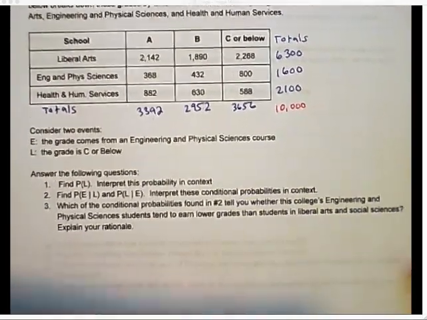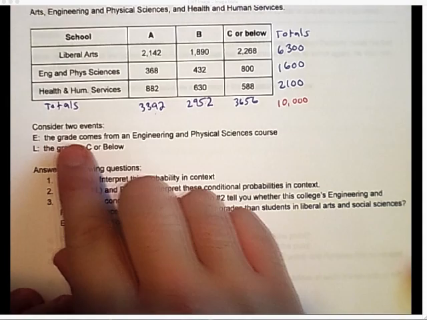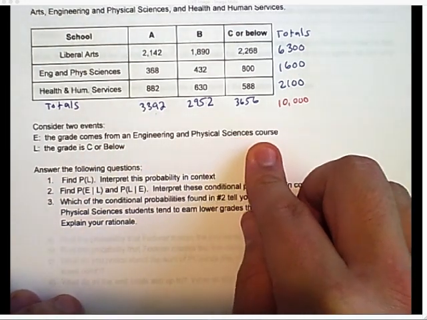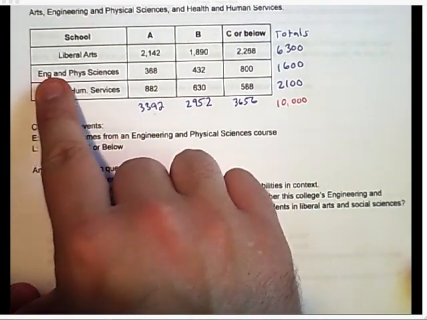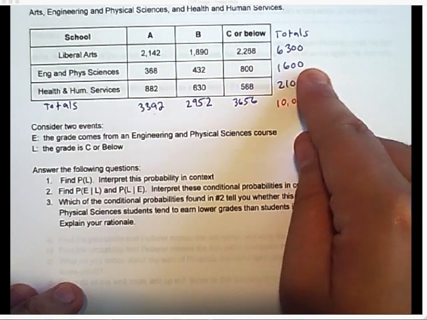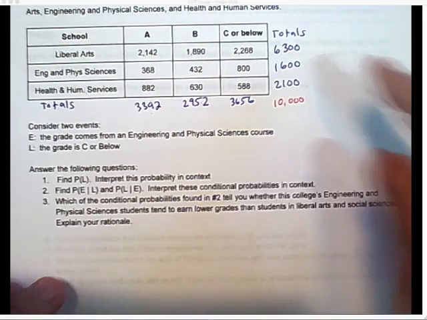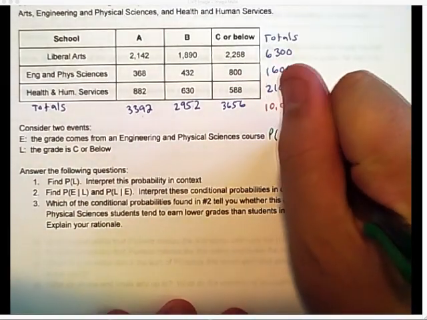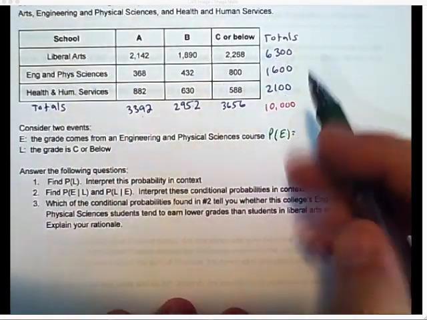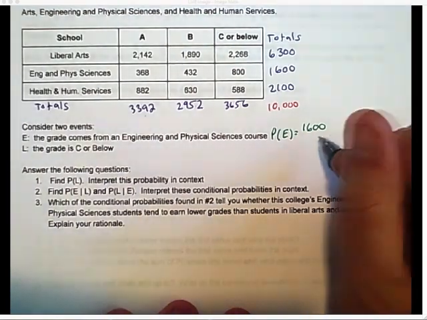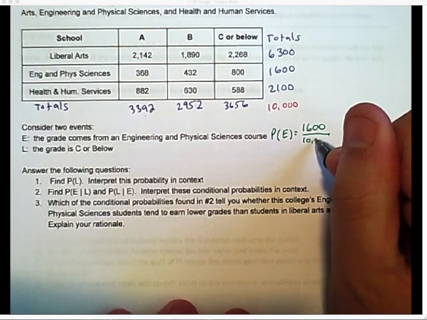All right. So it says consider two events. Event E, the grade comes from an engineering and physical science course. So if we look across at engineering and physical science, they gave out 1,600. Okay. So if I want to start to write this down, I can figure out what the probability of E is. There's 1,600 grades that college handed out of the 10,000.